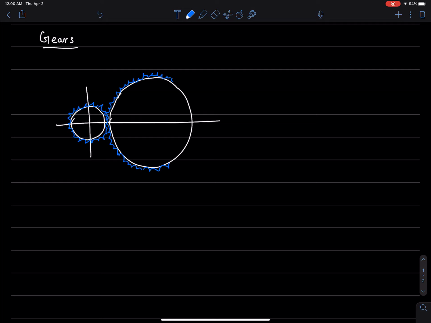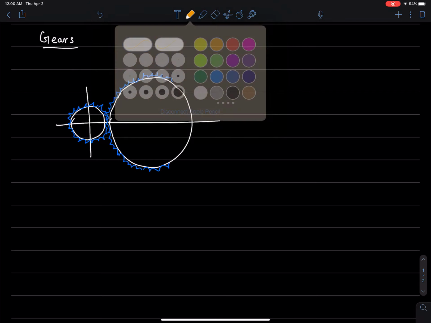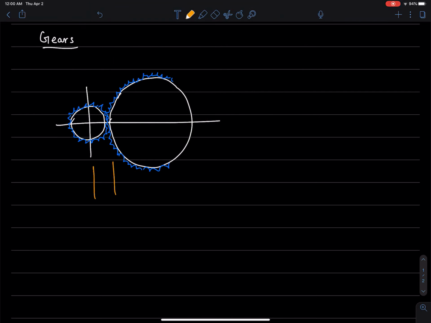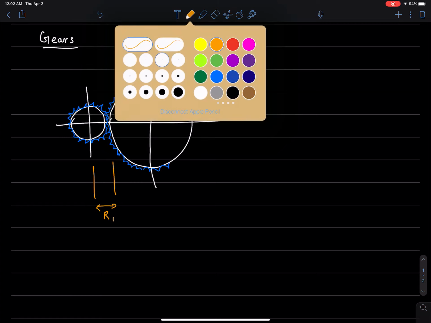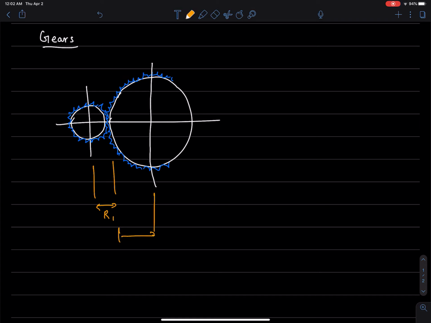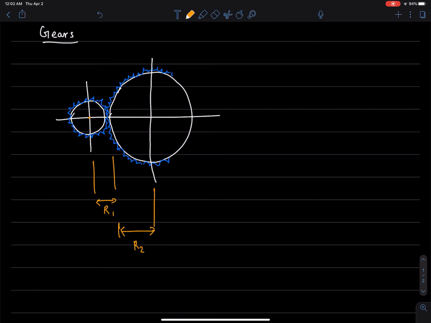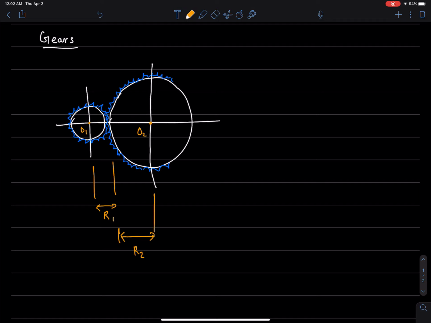Okay, so those are two gears, and let's say the radius of gear 1 is R1, and the radius of gear 2 is R2. And let's say the center of gear 1 is O1. Let's say the center of gear 2 is O2. Let's label these things gear 1, gear 2.